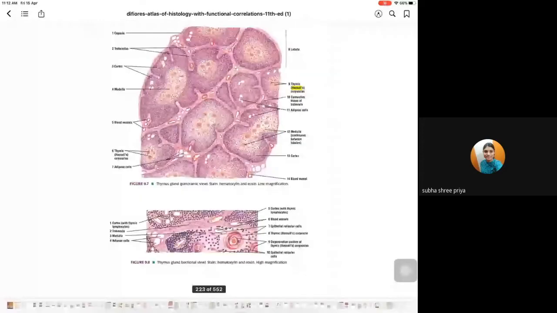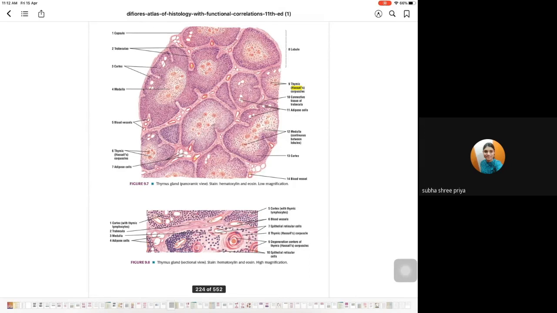Then 9.7, thymus gland, panoramic view, stain hematoxylin and eosin. On low magnification, we are seeing a capsule, trabeculae, cortex, medulla, blood vessels, thymic Hassall's corpuscles also, adipose cells. Then we are seeing lobules of thymus and thymic Hassall's corpuscles, connective tissue of trabeculae, adipose cells, and in the medulla, continuous between lobules, cortex, and finally we are seeing blood vessels.